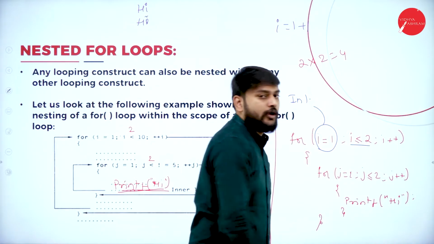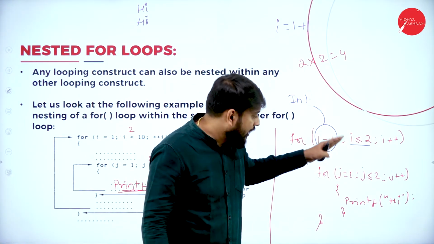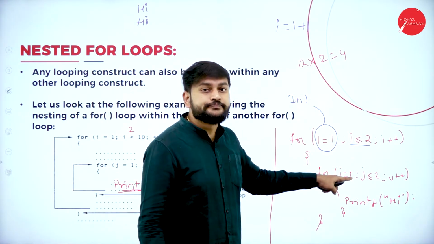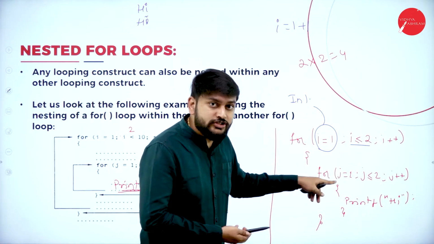It will check the condition now. 2 is less than or equal to 2. It is equal to 2. Condition is true. Again, it is coming inside. Again, J value is equal to 1. Correct? J value is equal to 1 again. So it has to execute the same thing, right?